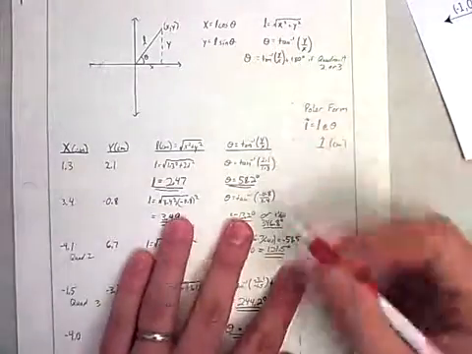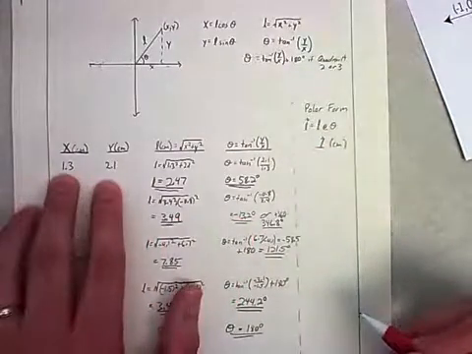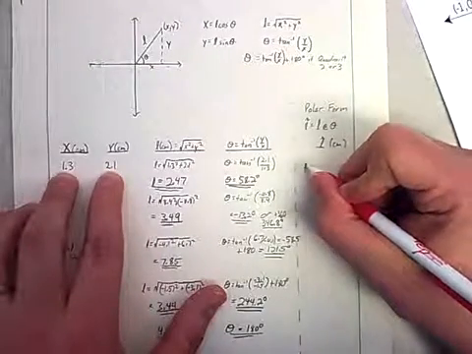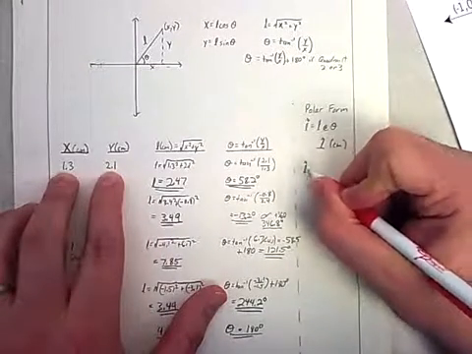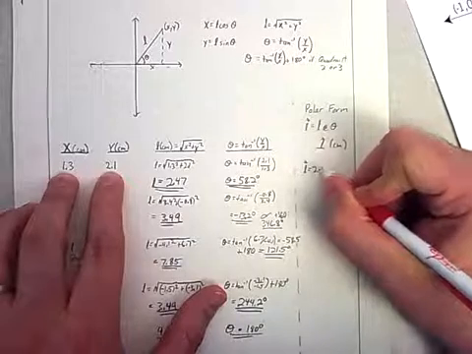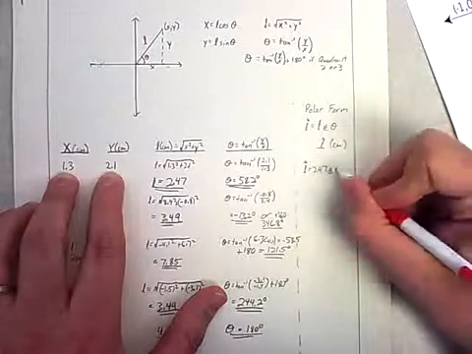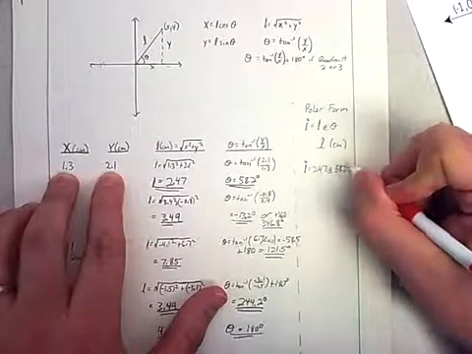So the first one was 1.3 in the x and 2.1 in the y, which we found out that vector is 2.47 centimeters at 58.2 degrees.